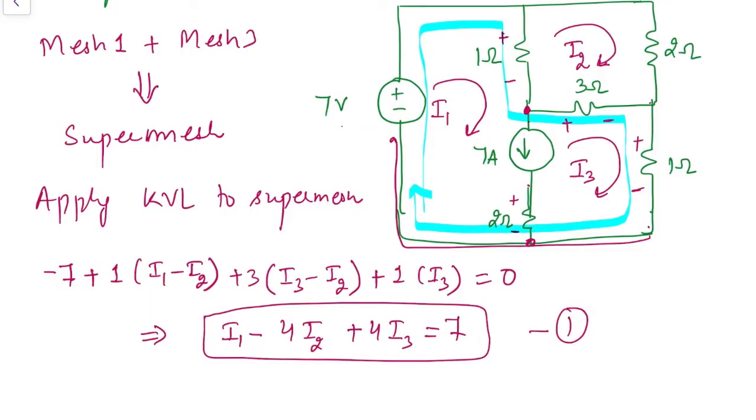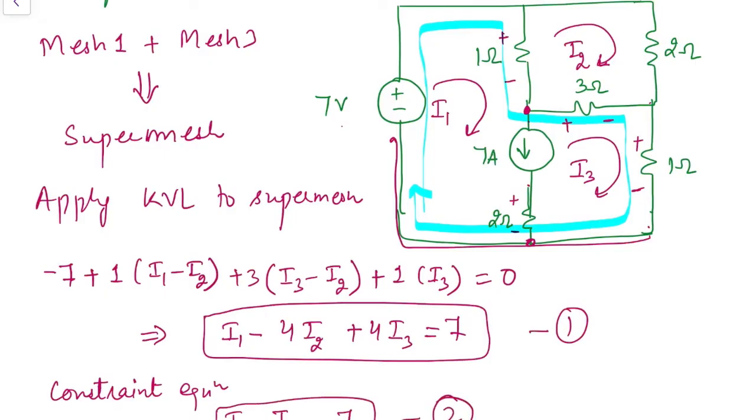Second is the constraint equation. That constraint is imposed by the 7 ampere source. The 7 ampere current source is supplying current in downward direction. So we want the resultant of mesh currents in downward direction. So that will be I1 minus I3 equal to 7. This is the second equation.